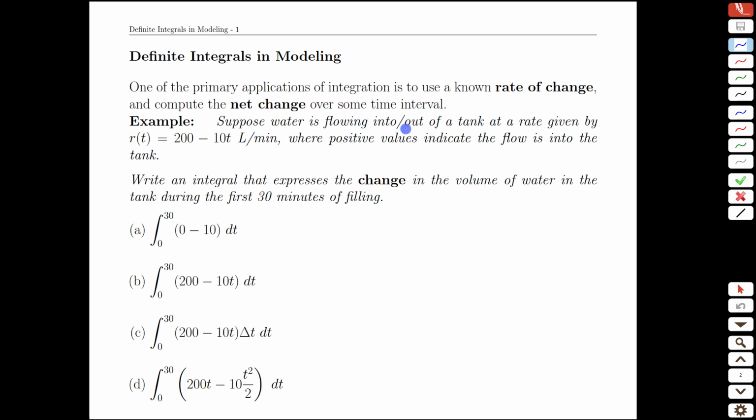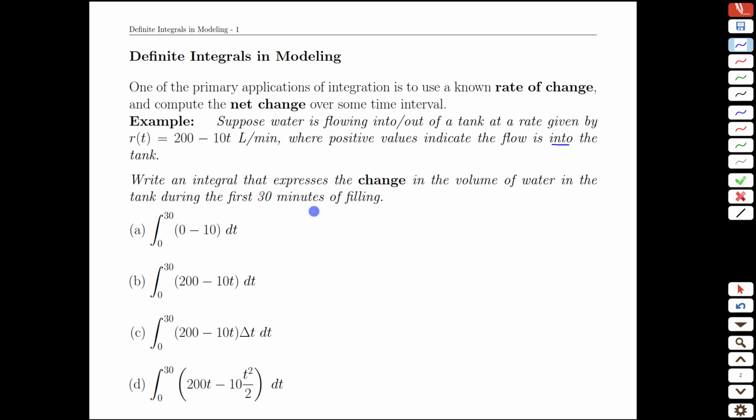You've got water flowing into or out of a tank at a rate given by 200 minus 10t liters per minute. So that's a rate of change of volume. We add the codicil that positive values indicate the flow is into the tank, so negative values would be flow out of the tank. This is the kind of thing we could measure with a flow meter. What we might be then interested in is how much water is actually in the tank. So how does the volume itself change over time?